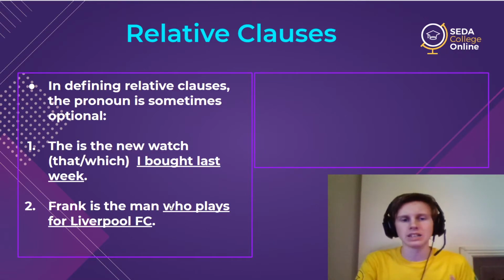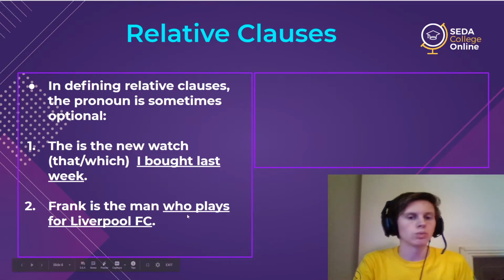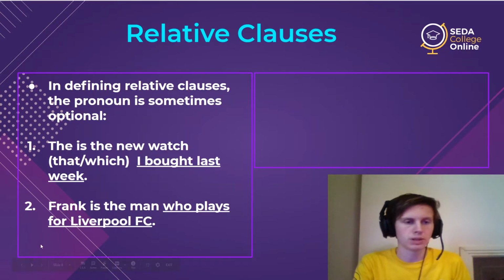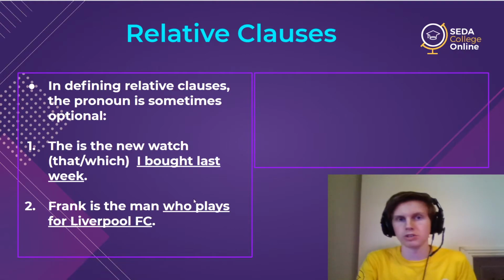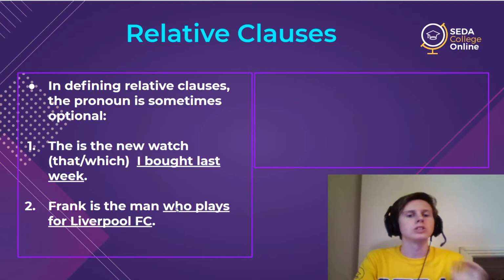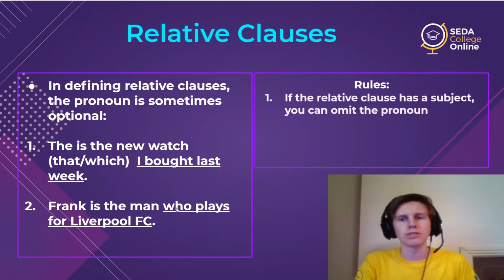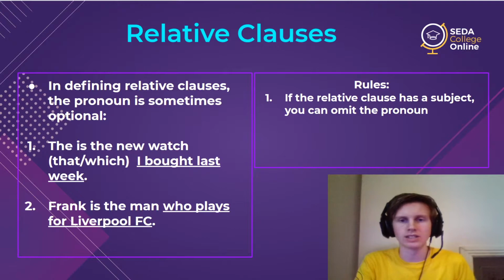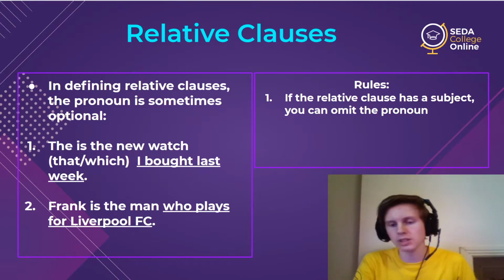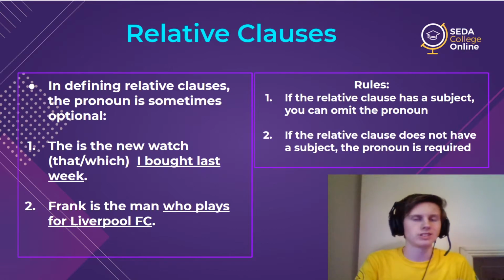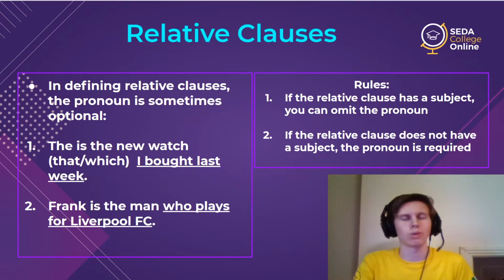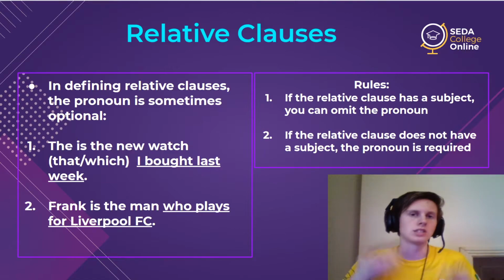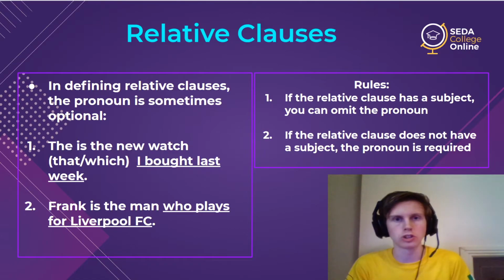But in the second example, the relative clause, we don't have a subject. Frank is the man. Okay, Frank is our subject. Who plays for Liverpool? Oh, there's no subject. Well, in this sentence, who, it is the subject. So that's why it's required. So if the relative clause has a subject and the sentence, the independent clause, has a subject, you can remove the pronoun. We don't need it. But if the relative clause does not have a subject, the pronoun is required because the pronoun then is the subject. That's kind of the difference between the two.